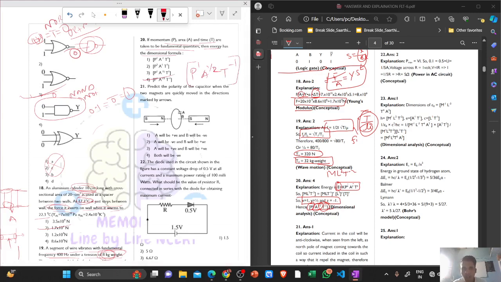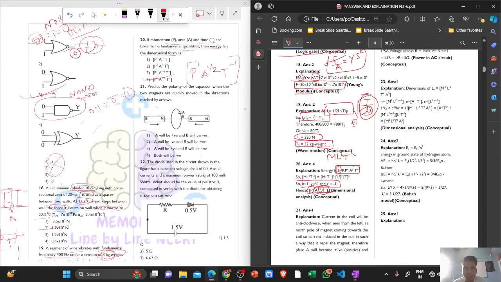Now, moving to another question: predict the polarity of the capacitor when the two magnets are quickly moved in the direction shown. And this is just asking about the polarity. Okay, we know that changing the magnet position changes the magnetic flux inside the coil. As there is a change in magnetic flux, there will be a current induced in the coil. The current will flow in a way that follows Lenz's law.